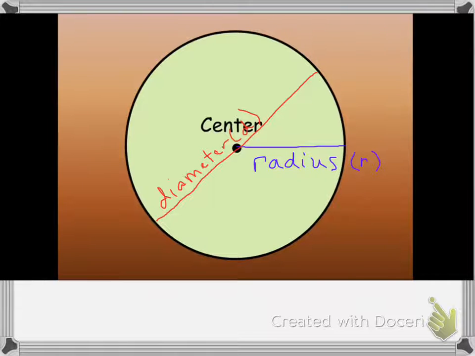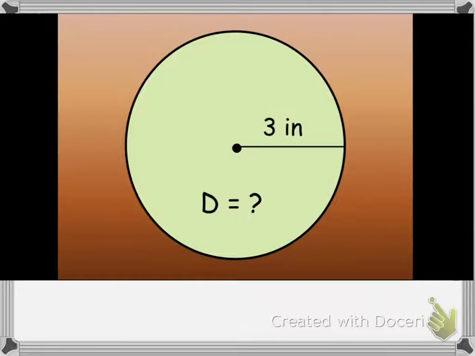Now, circumference is like the perimeter of the circle. It's the distance all the way, C-E-R-F-E-R-E-N-C-E. Sorry, guys. Circumference is the perimeter of the circle. It's the distance all the way around it. And that's what we're going to be talking about today, is the circumference. But before we can do that, we need to talk about some more radius and diameter.